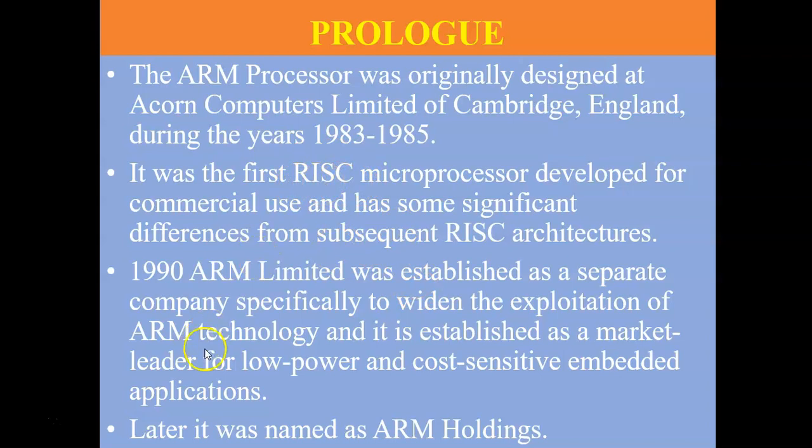Let us go further. In 1990, actually, ARM Limited was established as a separate company specifically to widen the exploitation of ARM technology. What is ARM technology? Advanced RISC machines. ARM means advanced RISC machine, where again the RISC stands for reduced instruction set computer. So ARM Limited was established as a separate company specifically to use to the maximum extent the advantages of the ARM technology. And very soon it was established as a leader in the market for especially low power and cost sensitive embedded applications. Very soon it has proved itself that it is mainly intended for low power and cost sensitive embedded applications.